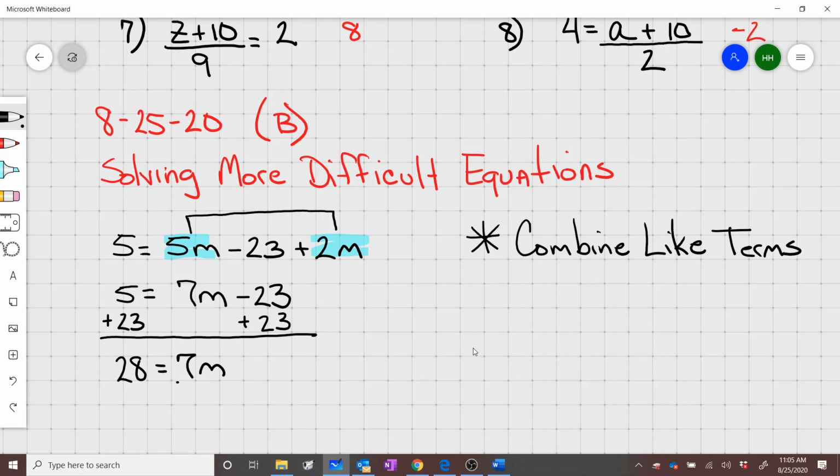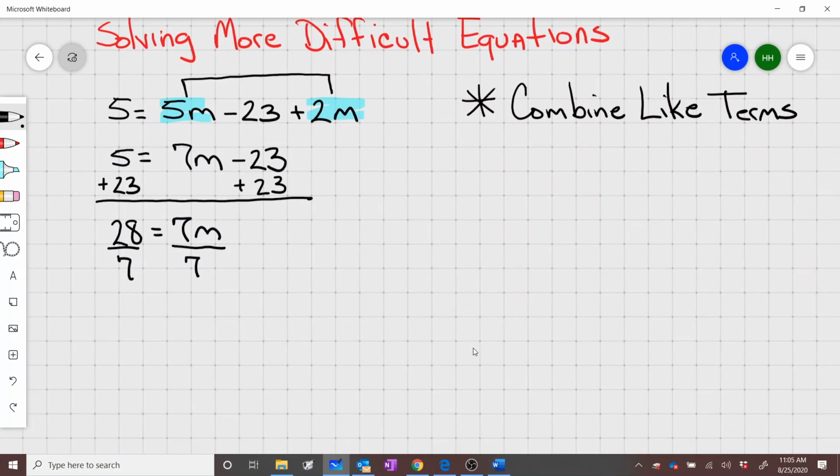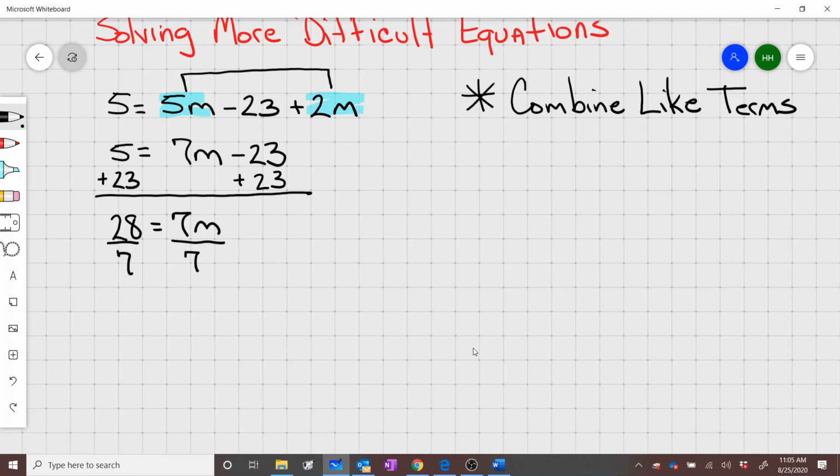And now you divide both sides by the 7. And on the left, 28 divided by 7 is 4. And on the right, the 7's cancel, and you're just left with the m. So your 4 is equal to m.